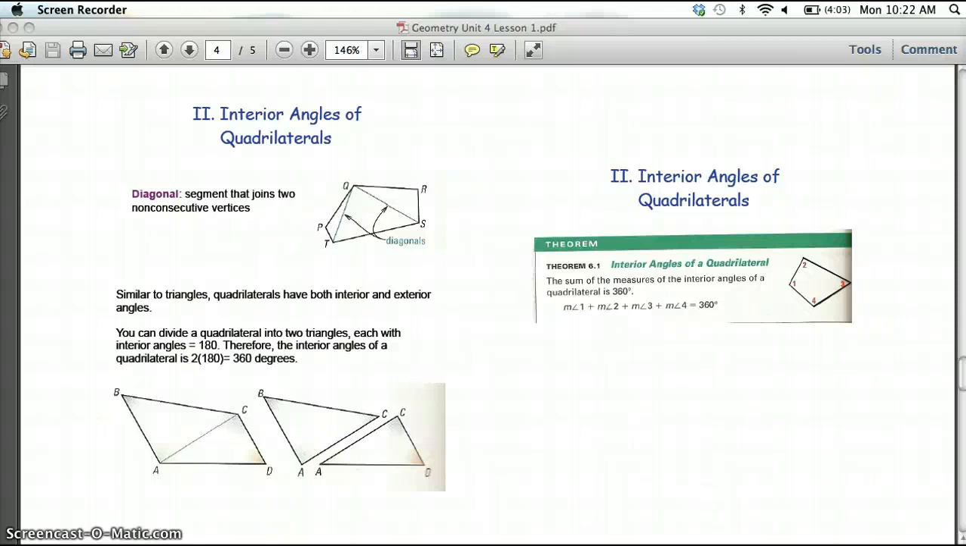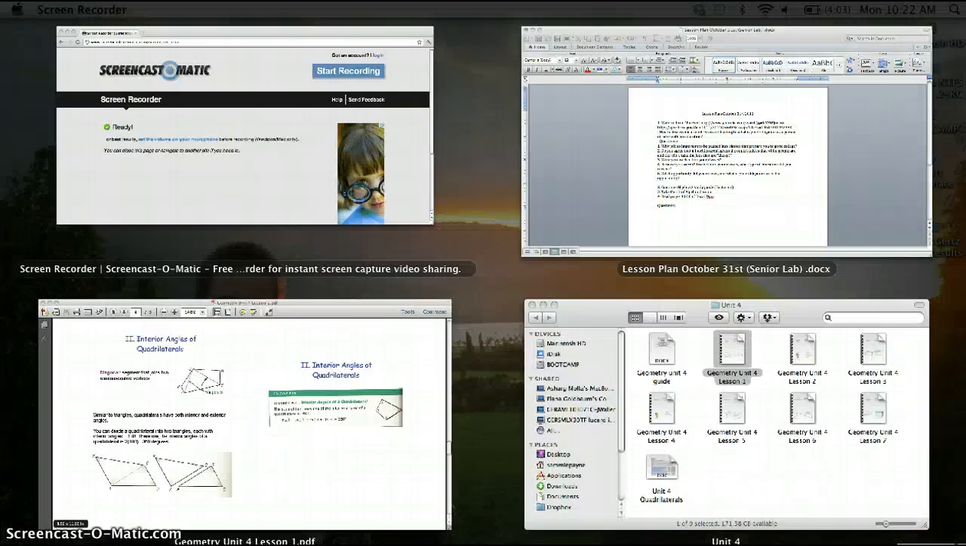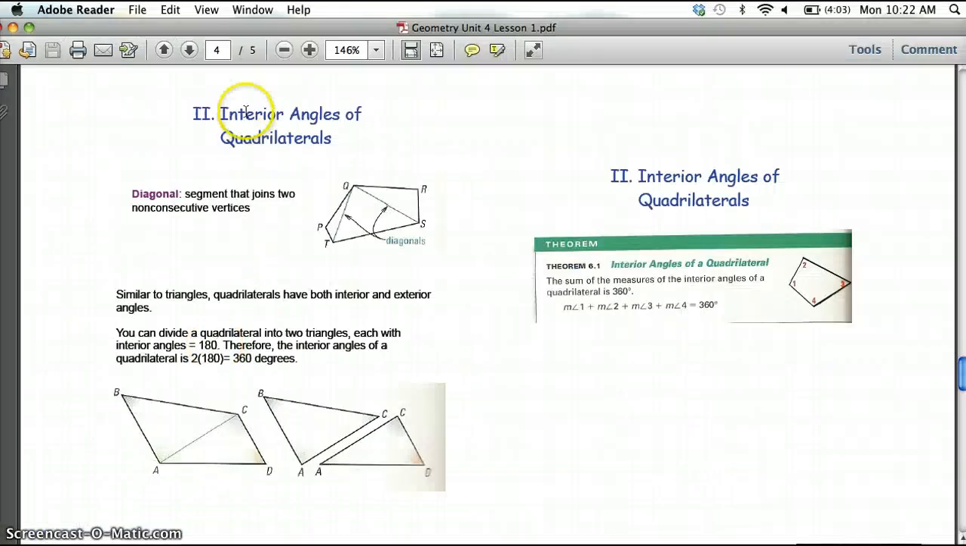I think I'm going to do the actual thing. Can we make this larger or not? Larger.